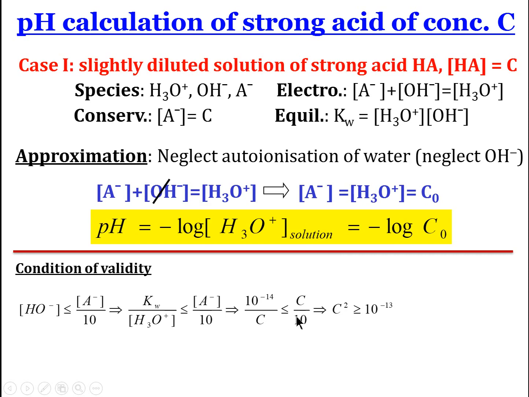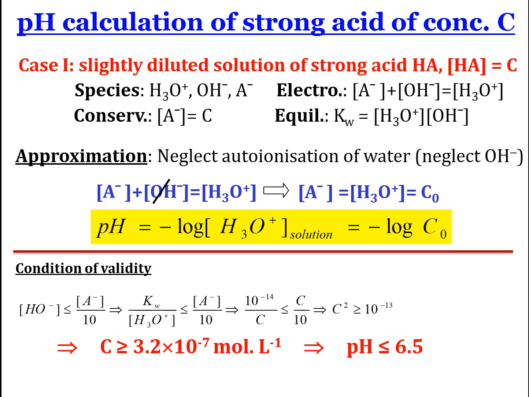Less than or equal to [A-], which by the conservation of species equals C, so it is less than C over 10, which implies C squared is greater than or equal to 10 minus 13. So the concentration of the strong acid is greater than or equal to 3.2 times 10 minus 7, and the pH of the solution is less than or equal to 6.5.